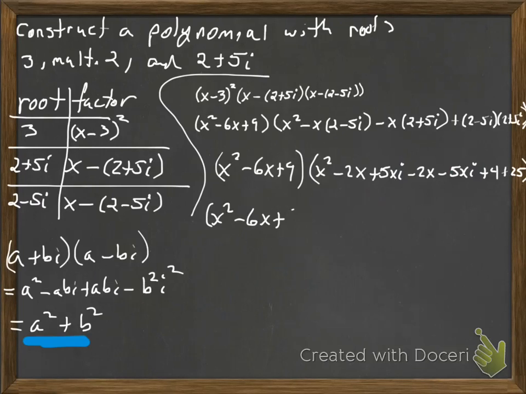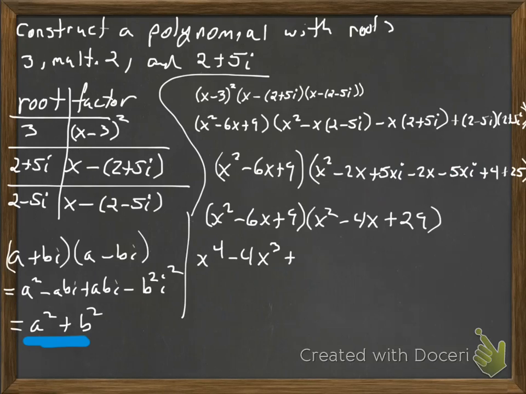Alright, so we got x squared minus 6x plus 9. We'll combine our like terms, and we'll have x squared minus 4x and plus 29. And now this turns into something you would have done in like Math 05 or Math 0306. So we're going to go ahead and do x squared times x squared is x to the 4th. X squared times minus 4x is minus 4x cubed. X squared times 29 is 29x squared. Okay, so that was just multiplying this x squared all the way through.